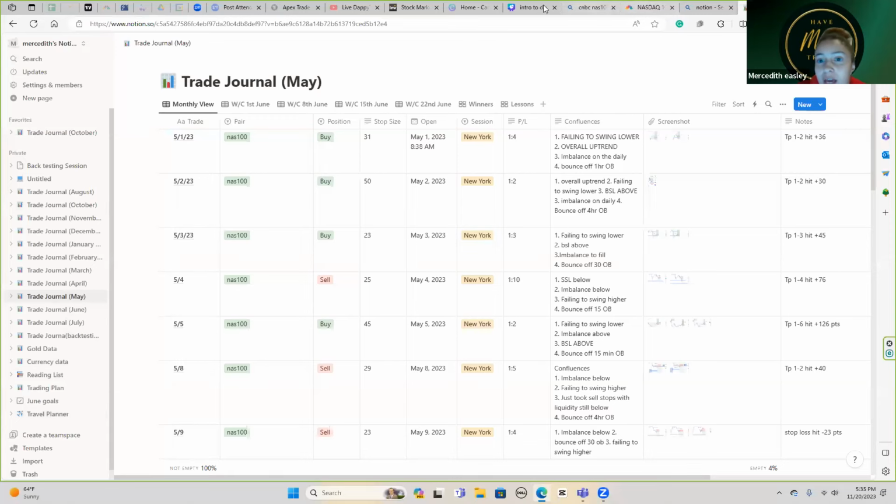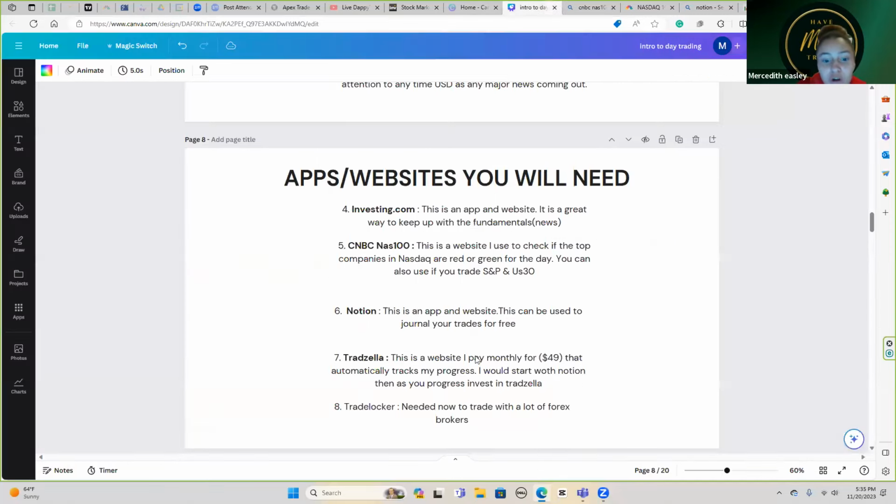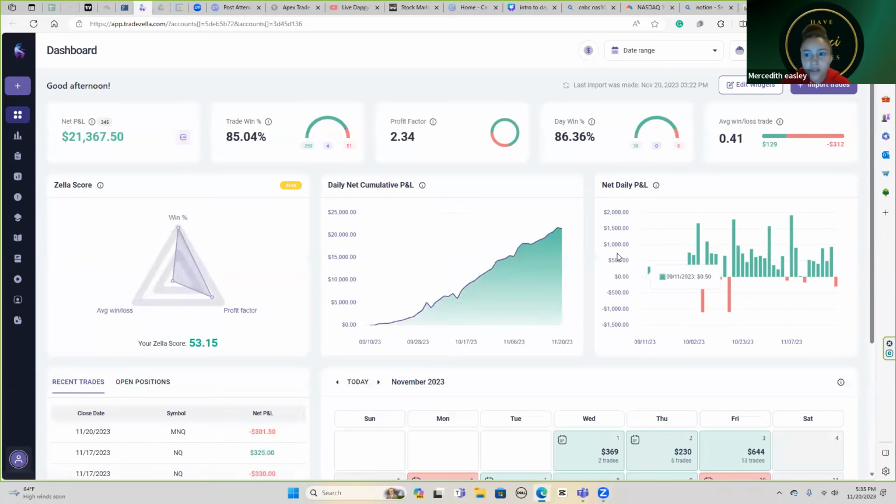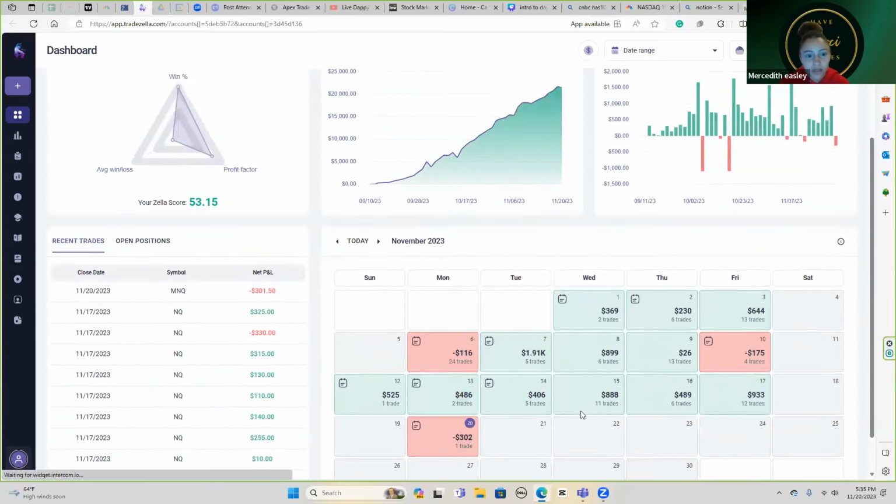Now, going back here, you can also use TradeZilla. This is the website that I pay monthly for. So for those that are a little bit more advanced in your trading, you can pay $49 a month for TradeZilla, which automatically tracks your progress, okay? So completely transparent, this is my TradeZilla, right? Let me get to it. It's loading, it's loading. This is a great $49 that I spend for the month. I'm not gonna lie, this is great.